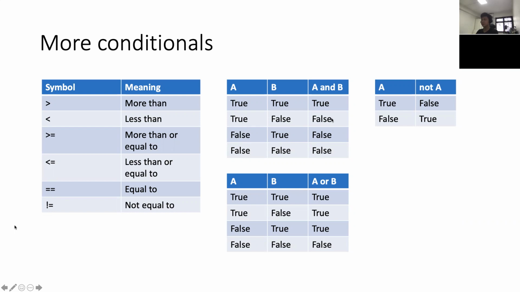True and false gives you false. False and true gives you false. False and false gives you false. Then there's also an OR logic operand. If either A or B is true, it's going to give you true. So true or false gives you true, false or true gives you true, false or false gives you false. Lastly, there's also a NOT. Not of true is false. Not of false is true.